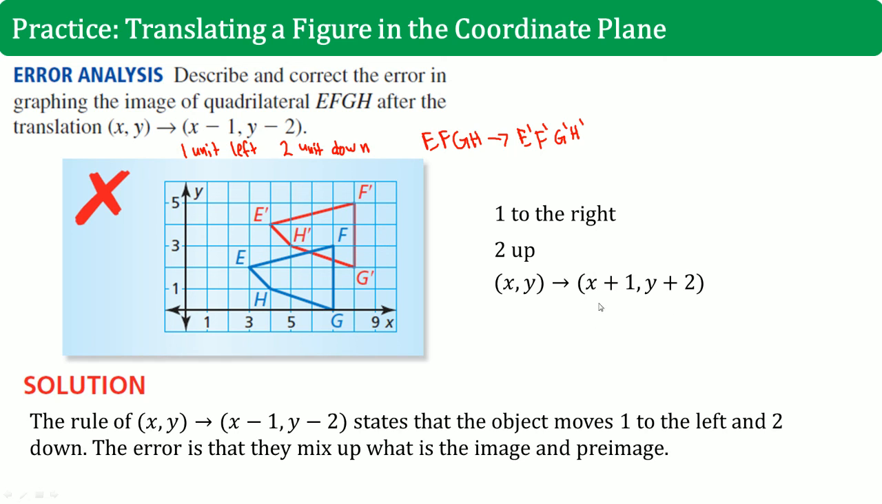So what they did is that they mixed up the preimage and the image. They thought they went from the red image to the blue image, which is wrong. Okay, so that was the error. They mixed up the general rule. Okay, so there you go. Those are all the lecture notes for translation.